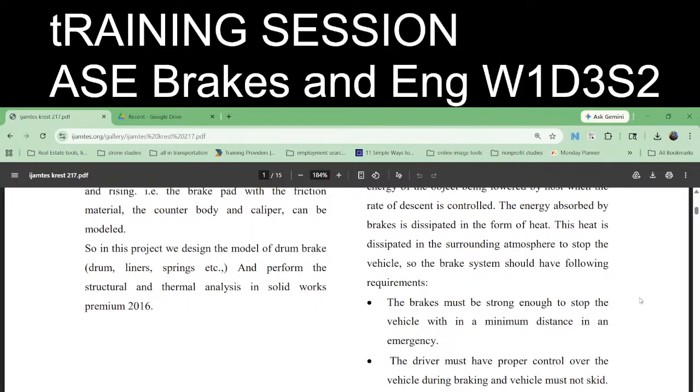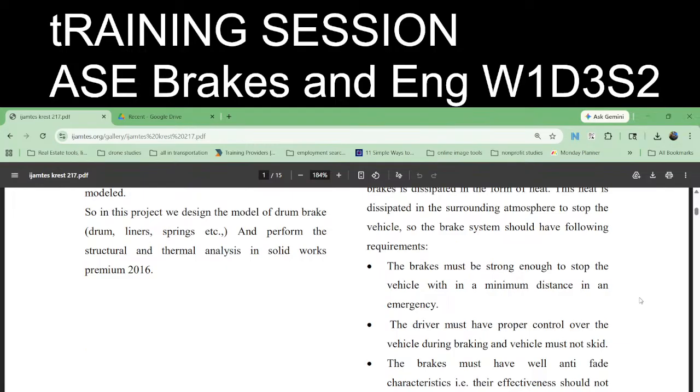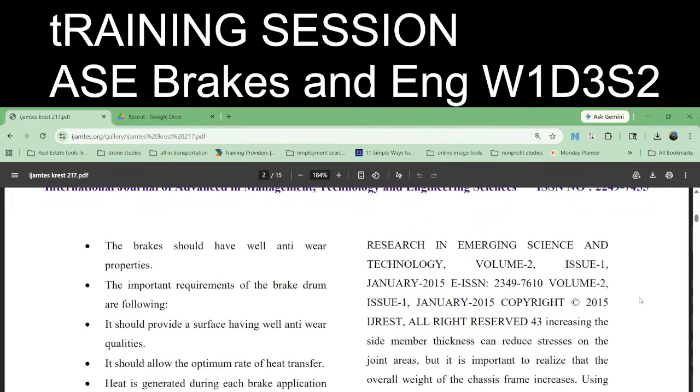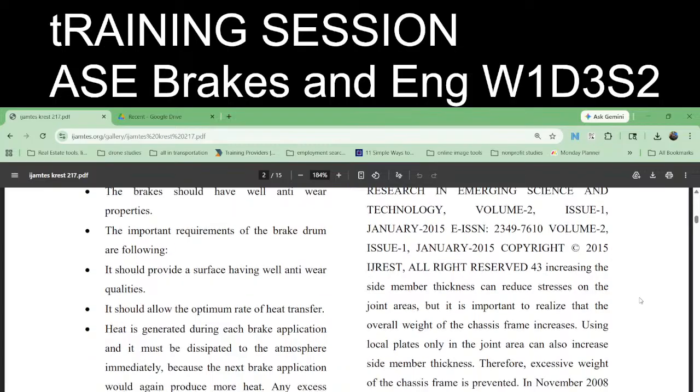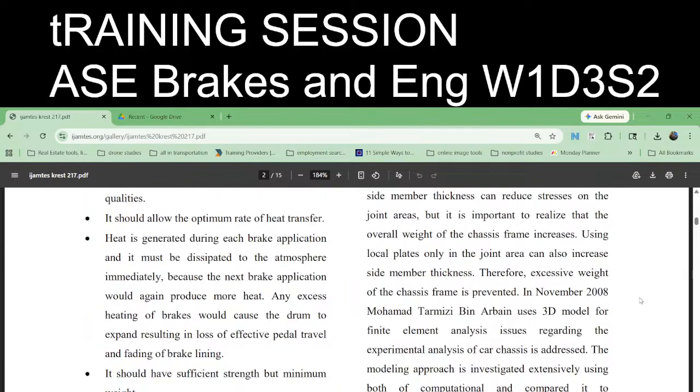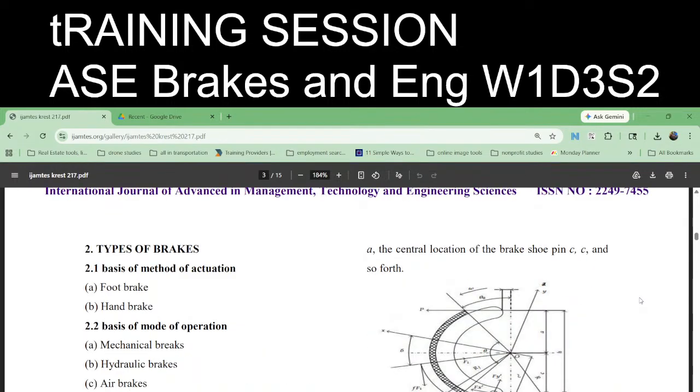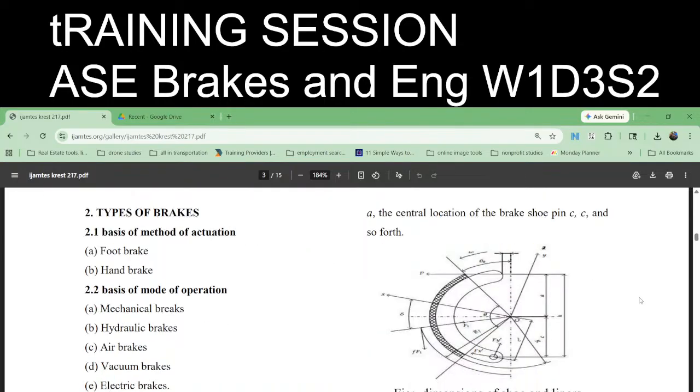In a vehicle, this is a long application. The surface having well transfer heat is generally because the next brake heating of brakes effective paddle track kinetic energy accommodate. So the elevation will be the foot brake, or mode of operation, mechanical.